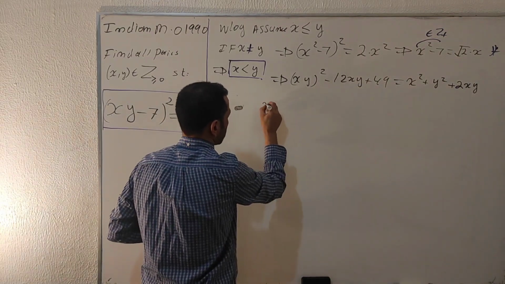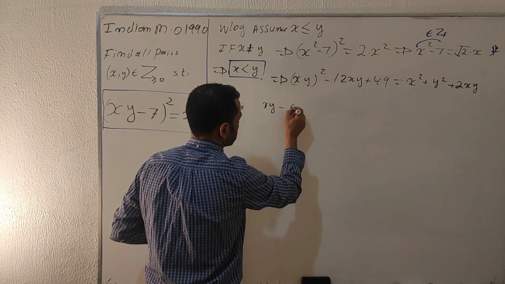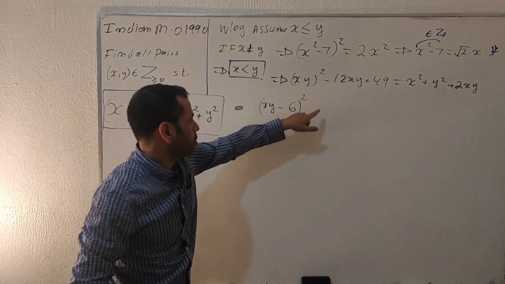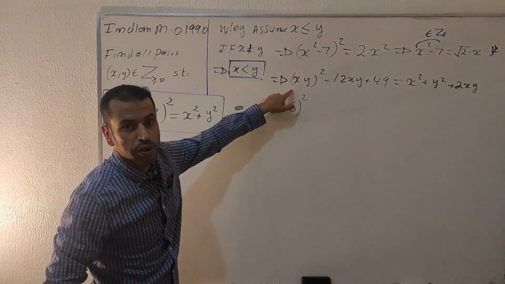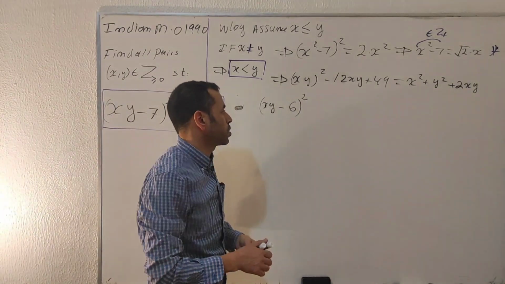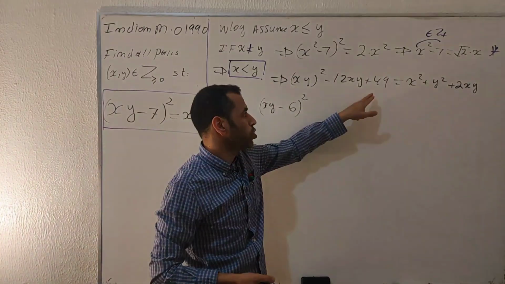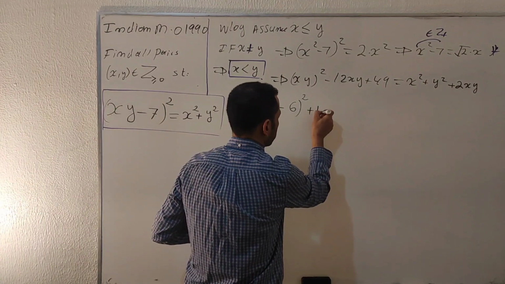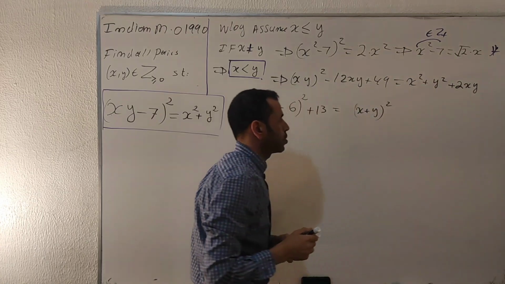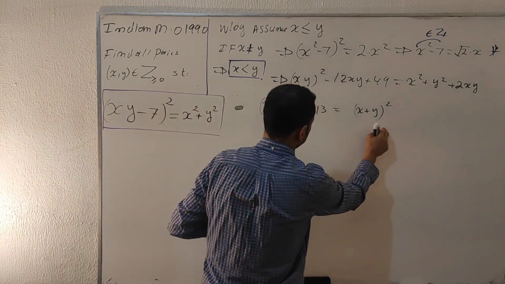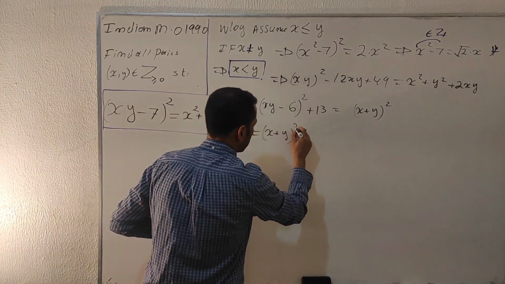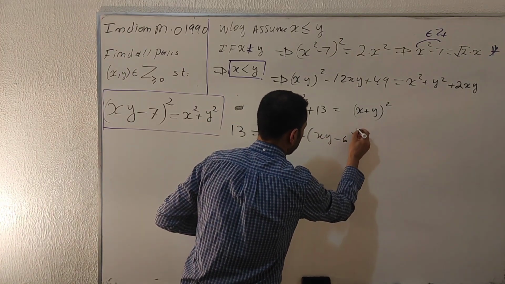So this one becomes (xy - 6)^2. If I distribute, this one is given as (xy)^2 minus 12xy, which is good, plus 36. But we have 49 here, which means we are going to add 13. Plus 13 equals (xy - 6)^2, because this one is a completed square. I'm going to move over this term to the right, which means I get 13 equals (x + y)^2 minus (xy - 6)^2.